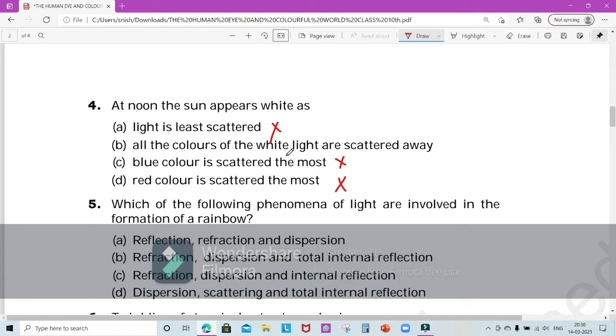All the colors of the white light are scattered away. Here the catch is away. Okay. So when they are all scattered away from our vision, the color that reaches our eyes, there's not much difference and all appears to be white, and that's why the sun appears to be white in color. That's the reason behind it, so B is the right option. So the sun appears to be white in color just because all the colors of the white light are scattered away. Okay, so right.